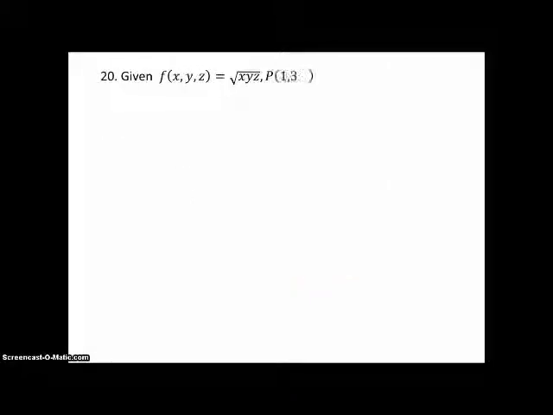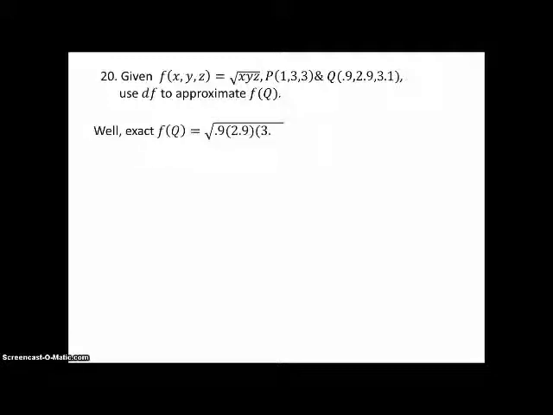Number 20, given the function of 3 variables x, y, and z as follows, and point P, which is a nice point, and Q, which is not a very nice point, use the differential df to approximate f of Q. Now, we could get the exact value, or very close to the exact value, by using our calculator and just plugging the numbers for point Q into the square root of x, y, z.